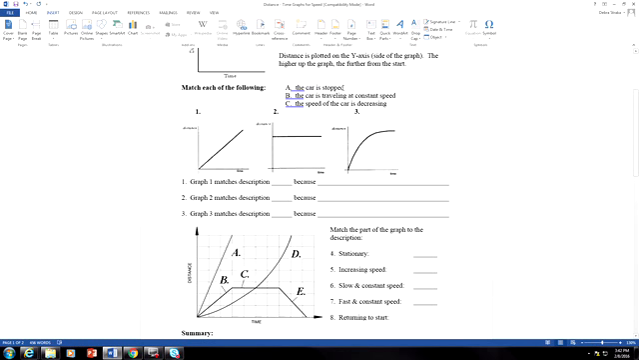So there's one where the car is stopped. There's one that matches the car is traveling at a constant speed. And there's one where the speed of the car is decreasing. Okay, speed of the car is decreasing.